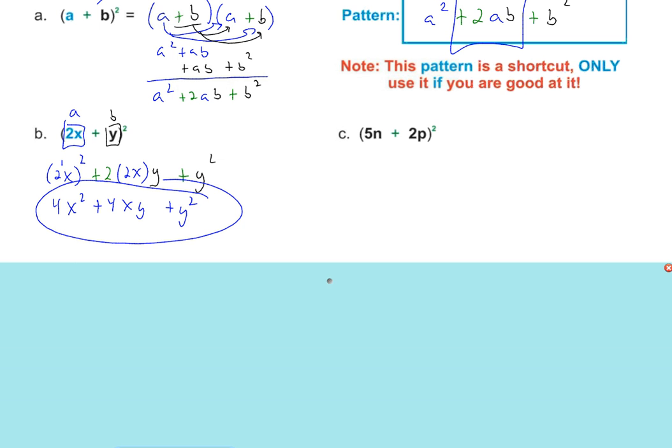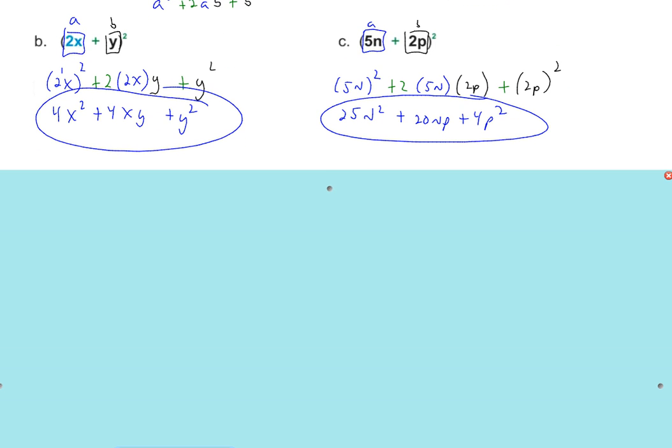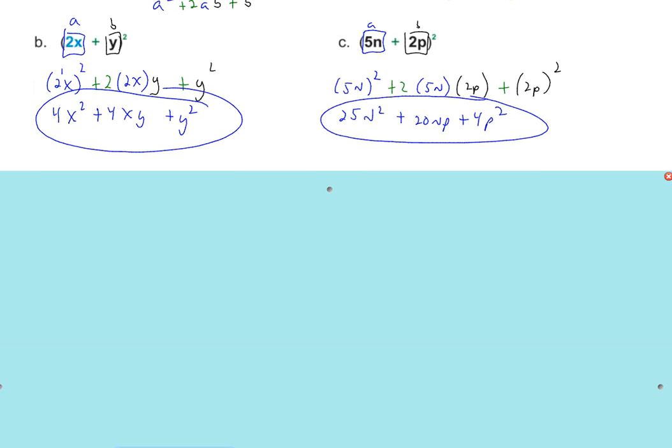All right, so let's now again try to do it in example C. Why don't you try C? I'm going to pause. All right, so everybody had, say it out loud on 3, 1, 2, 3. All right, heard some of the correct answer. 25n squared plus 20np plus 4p squared. Just applying the pattern. Because the a is a 5n and the b is a 2p. So it's 5n squared plus 2 times 5n times 2p plus 2p squared. Everybody okay with that? How many got that right?